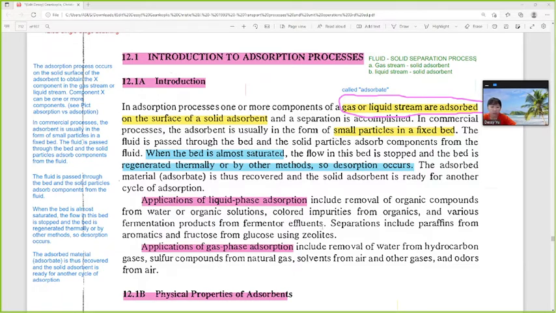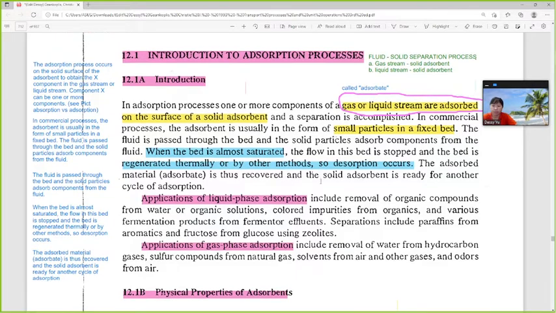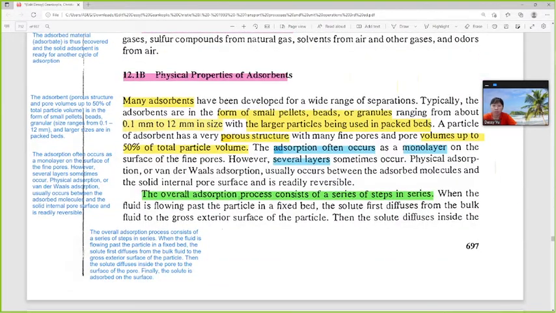Okay, we continue with 12.1b, physical properties of adsorbent. Many adsorbents have the form of small pellets, beads, or granules with small size, with the larger particles being used in packed beds, a porous structure, and pore volumes up to 50% of total particle volume.